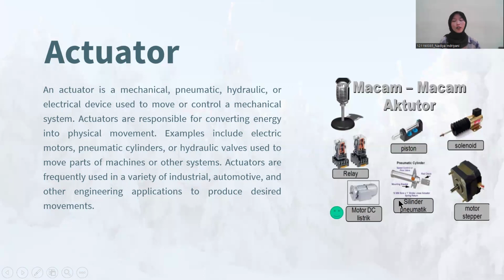Actuator is a mechanical, pneumatic, hydraulic, or electrical device used to move or control a mechanical system. Actuators are responsible for converting energy into physical movement. Examples include electric motors, pneumatic cylinders, or hydraulic valves used to move part of a machine or other system. Actuators are frequently used in a variety of industries, automotive, and other engineering applications to produce desired movement.